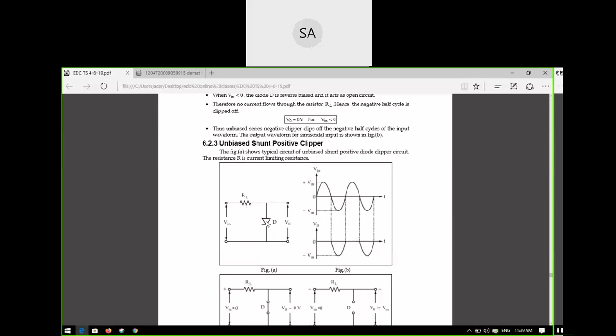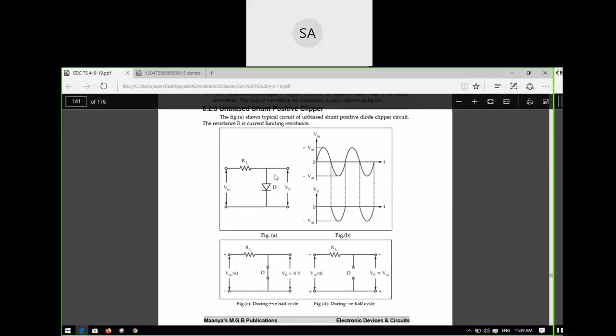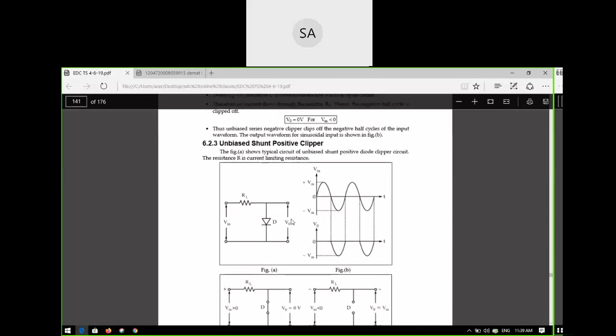The diode is connected in series with the load. Here the diode is connected in shunt, so you are connecting it parallelly. If you connect the diode in parallel, then we can call it a shunt positive clipper. Okay, so this is an unbiased shunt positive clipper because the diode is connected in shunt. Shunt means parallel. So you are connecting it like this.